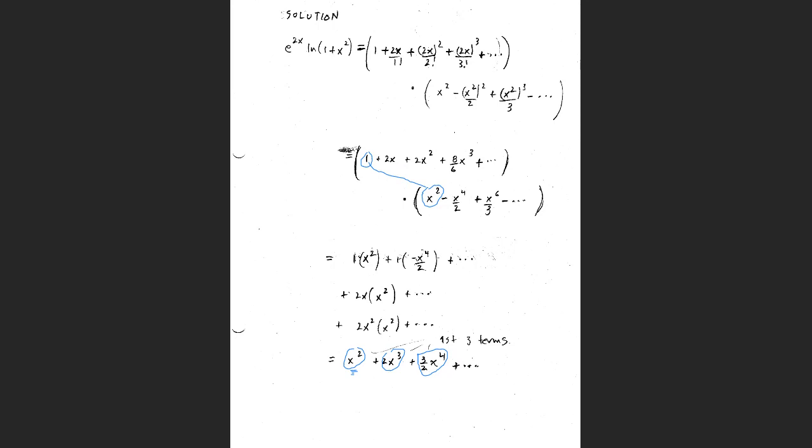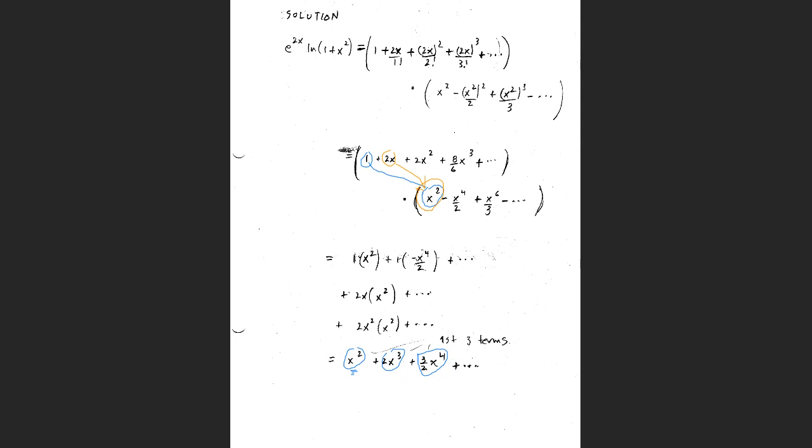Now, how are we going to get the x cubed term? I'm going to take 2x times x squared. That's the only x cubed term I'm going to get. That's the only one.